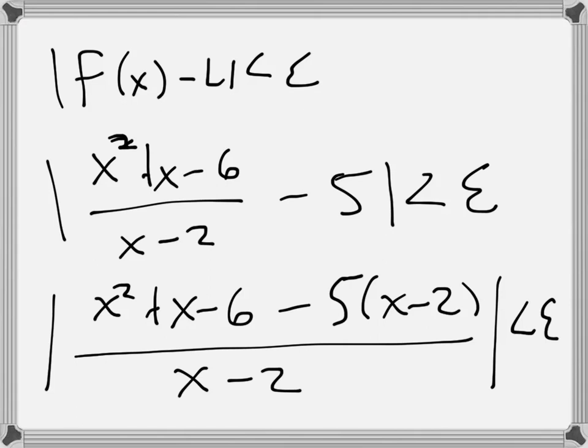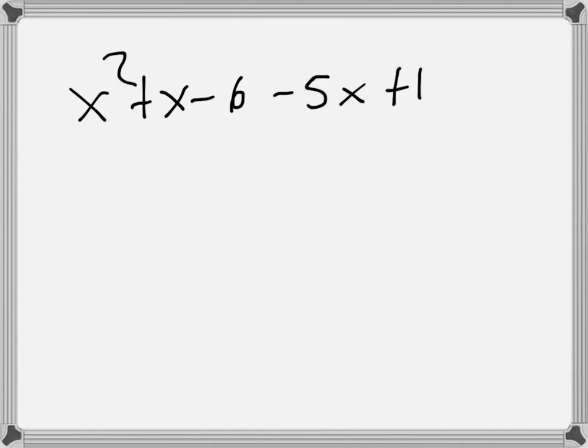Now that we've got this expression, we need to simplify it, and hopefully things will pan out. I'm a bit out of space, so I'm going to create a new slide so you can just pause the recording while you copy that down. So I've got x squared plus x minus 6 minus 5x, but now the negative distributes, and I've got plus 10 all over x minus 2.